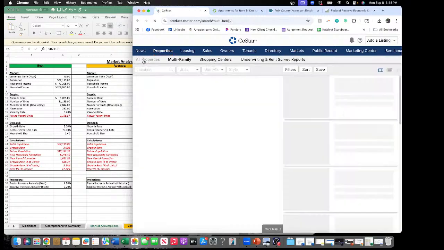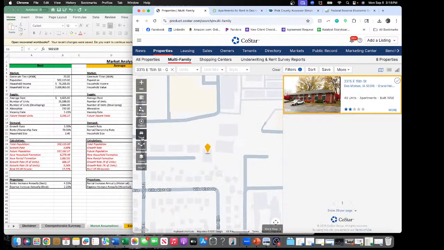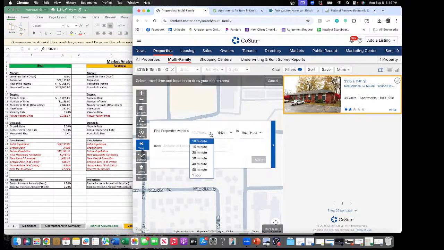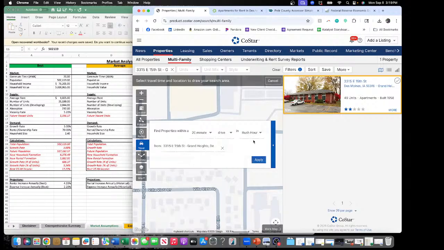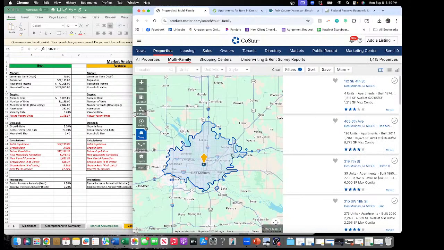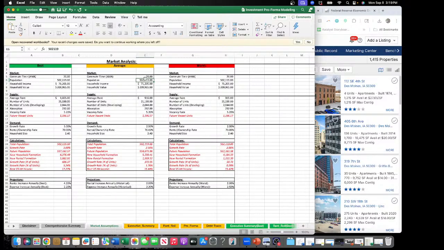So what I'm actually going to do is go back here and type in 3315 East 15th Street, Des Moines, Iowa. Now what I'm going to do here is travel time. So I'm going to do a 20-minute drive time from 3315 East 15th Street, and I'm going to do no traffic. What that does, you may have noticed, is build a drive time map. This is not a perfect circle. It's not a perfect radius. So this is going to be more accurate than just pulling from a generalized thing.